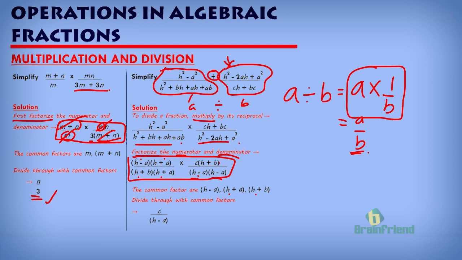H minus a in the numerator cancels out h minus a in the denominator. H plus a in the numerator cancels out h plus a in the denominator. H plus b in the numerator cancels out h plus b in the denominator. And what do we have left? We have c and we have h minus a in the denominator left. So when we have divided through, we have c all over h minus a as our answer.